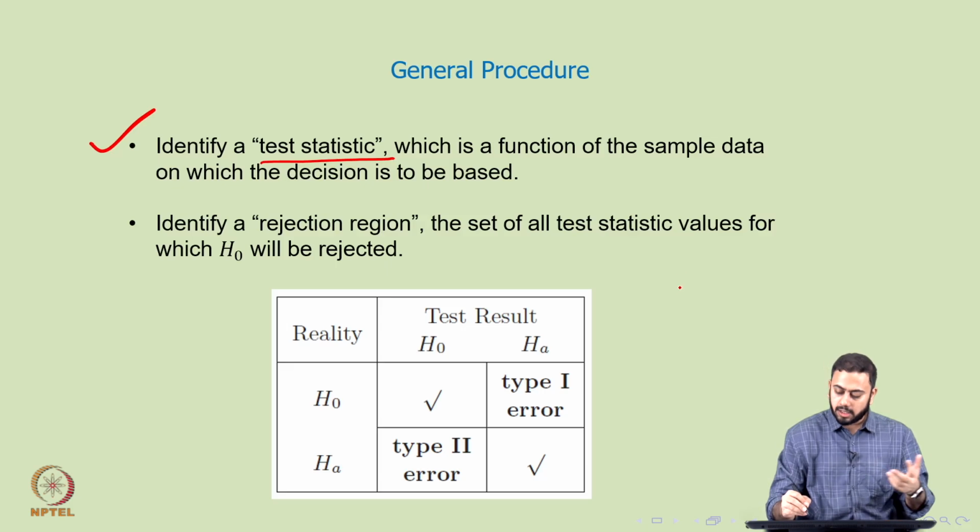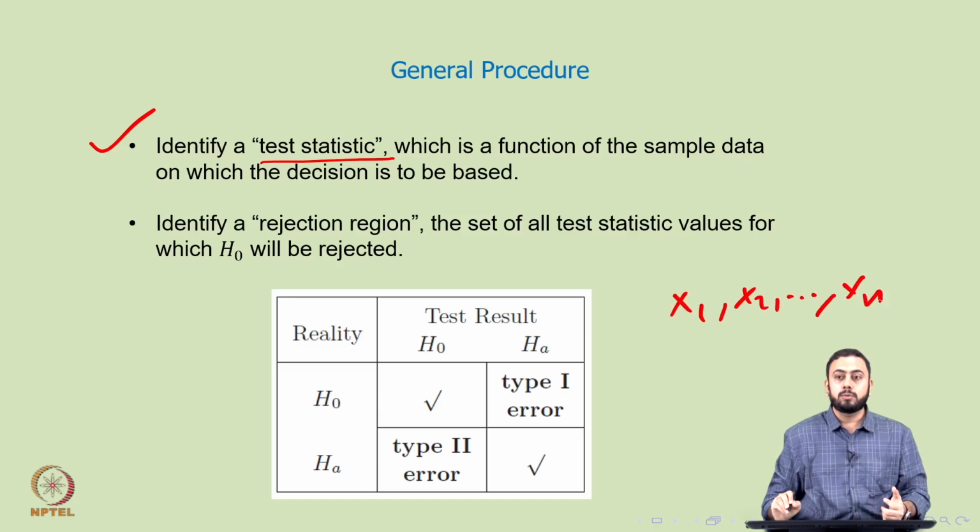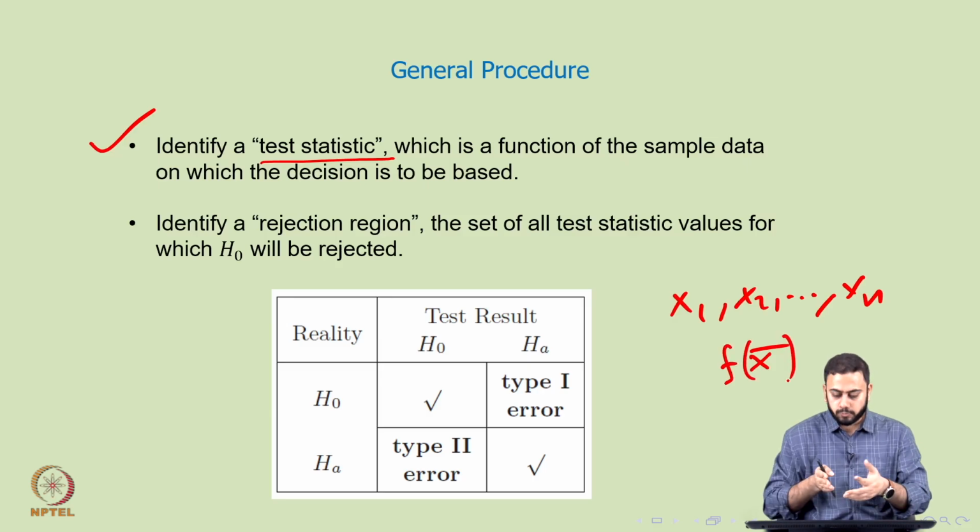A very quick example: let's say you've collected these observations x1, x2, up to xn. Can you pause the video and try to tell me any function of these observations? One example could be x bar. So in this case, x bar could be one possible test statistic, or some function of x bar could be one possible test statistic. We'll specifically see down the line, in this session and the next session, how you create that test statistic.